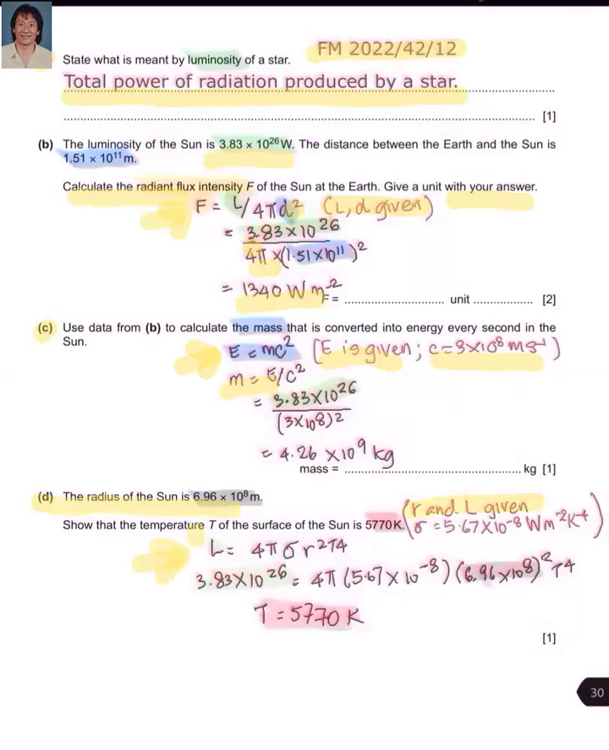Then your constant of proportionality is 5.67 times 10 to the power minus 8 watts per meter squared Kelvin to the power minus 4. So you substitute the values into the equation, and you can show that your temperature is 5770 Kelvin.